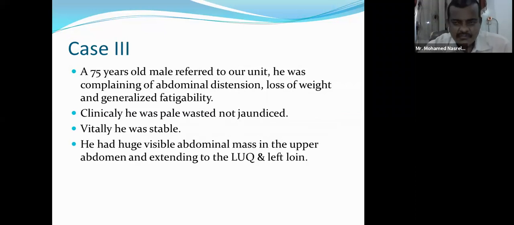The third case. There were no photos from this patient. The third was a 75-year-old male referred to our unit. He was complaining of abdominal distension, loss of weight, and generalized fatigability. Clinically, he was pale, wasted, and not jaundiced. Vitally, he was stable. He had a huge visible abdominal mass in the upper abdomen extending to the left upper quadrant and left loin.